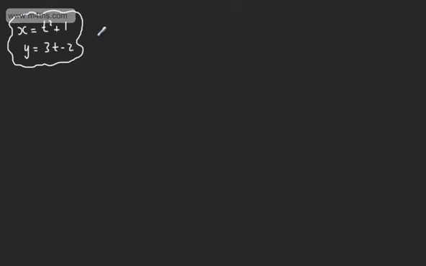We might be asked now for the points of intersection with the straight line y is equal to x minus 1. So what I'm going to do is go ahead and find the points of intersection. I know that x is t squared plus 1 and y is 3t minus 2. I can now put this all in terms of t. So the left hand side, y, which is 3t minus 2, is equal to x, which is now t squared plus 1, minus 1.